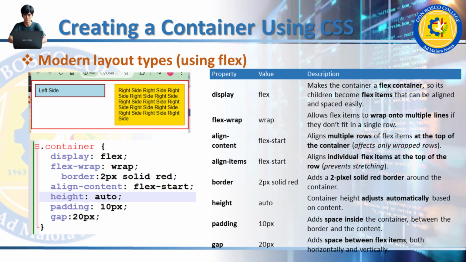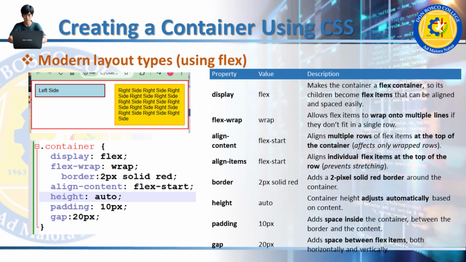The align-content: flex-start property aligns multiple rows of flex items at the top of the container and only affects wrapped rows, while align-items: flex-start aligns individual flex items at the top of each row and prevents them from stretching. The border: 2px solid red property adds a 2-pixel solid red border around the container. The height: auto property allows the container height to adjust automatically based on its content. The padding: 10px property adds space inside the container between the border and the content, and the gap: 20px property adds spacing between flex items both horizontally and vertically.